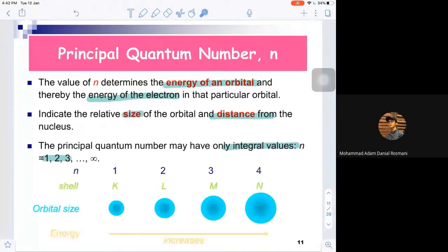We know that we have a nucleus at the center. If the electron is at the end of a bigger orbital, of course the distance between the nucleus and the electron is further compared to when the electron is in a smaller orbital. So the electron is closer when the size is smaller. That is determined by the principal quantum number.